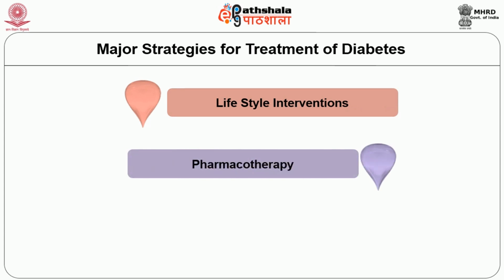And pharmacotherapy. Pharmacotherapy means we have an armamentarium of drugs. A number of drugs are available in the market based on the patient's blood sugar values and associated comorbidities like obesity, hypertension. We have drugs. This pharmacotherapy helps in reducing the blood sugar.